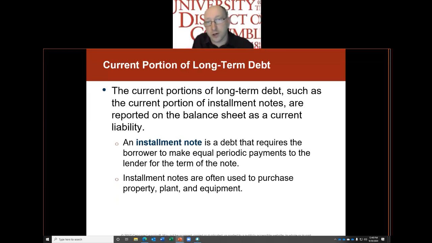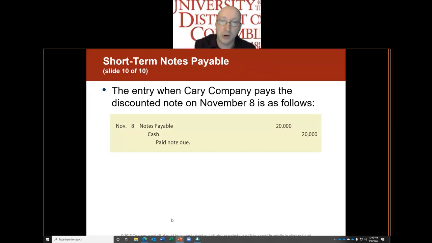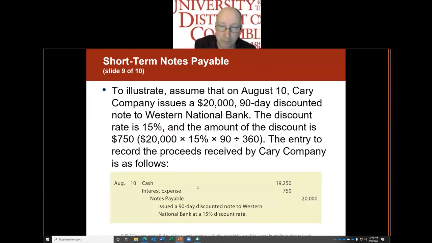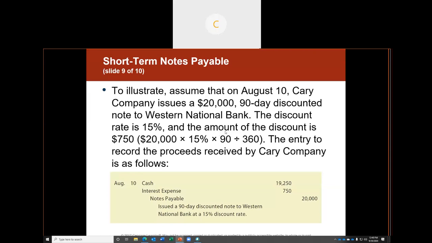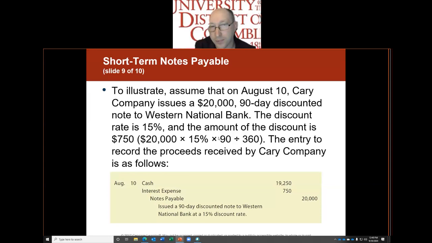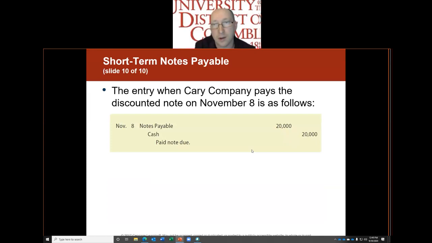So that's current portion of long-term debt. In your question, it's similar because you have the current portion of that long-term debt. Within that current portion, you need to calculate the discount rate. So you take the face value for that 12 months. You multiply that by the discount rate, but within that calculation, you want to take that discount term and divide that by 360. Okay. And that should help.